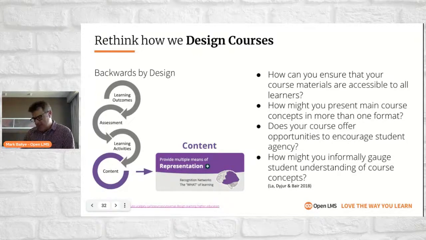What you need to think about here is how can you ensure that the course materials are accessible to all learners? The second thing I would get you to think about is how might you present main course concepts in more than one format? Thirdly, does your course offer opportunities to encourage student agency? And lastly, how might you informally gauge student understanding of course concepts?